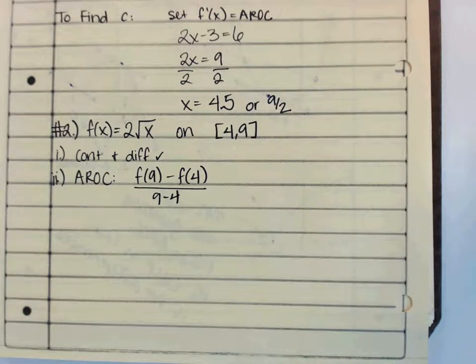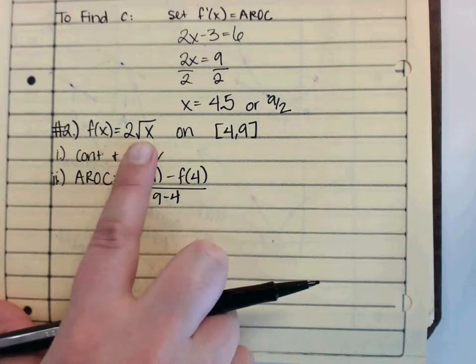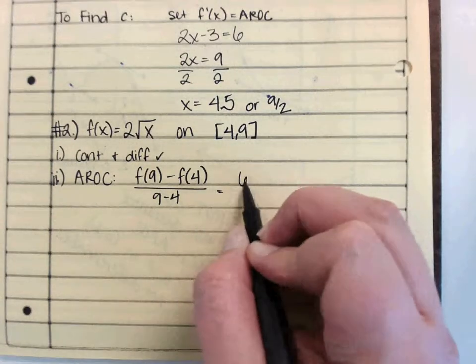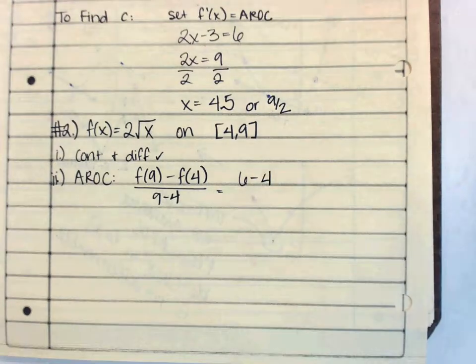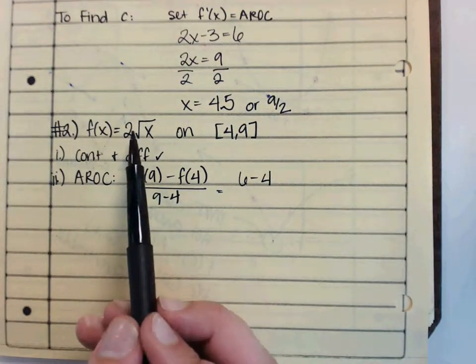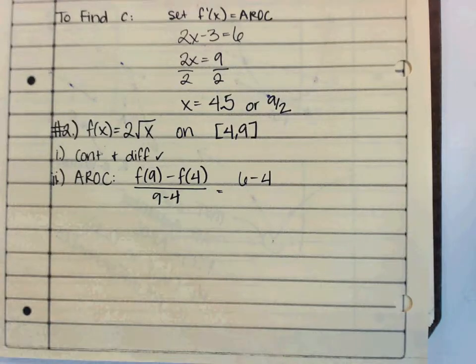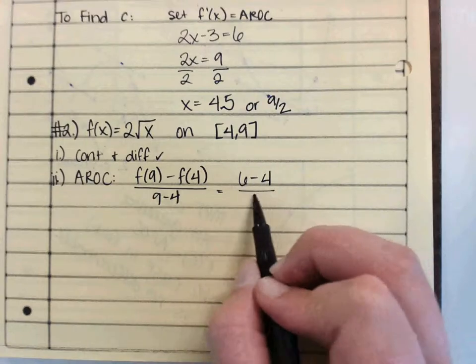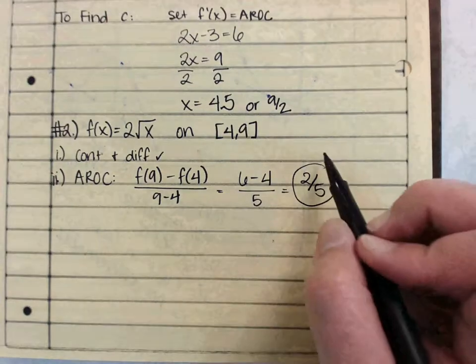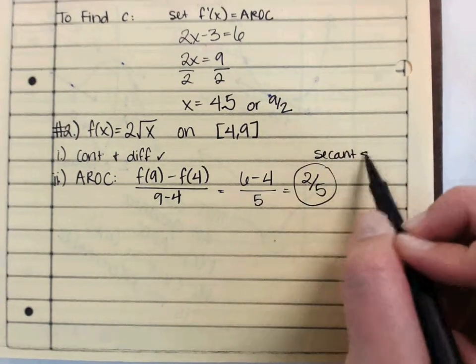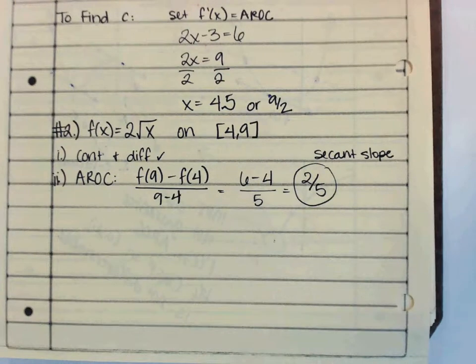Plug in 9 first. What's 2 times the square root of 9? 6. Okay, minus. Next we're plugging in 4. So root 4 is 2, 2 times 2 is 4. If it had a plus or minus here, sure. But since the square root was already given to you, you don't have to put a plus or minus on it. Okay? And then on the bottom, 9 minus 4 gives me 5. So my slope comes out to 2/5. That is the secant slope of your graph.